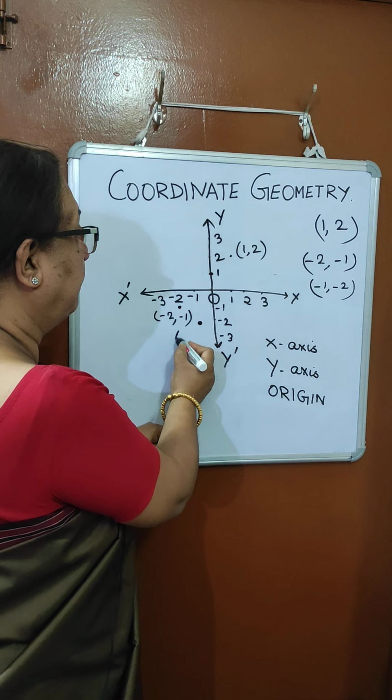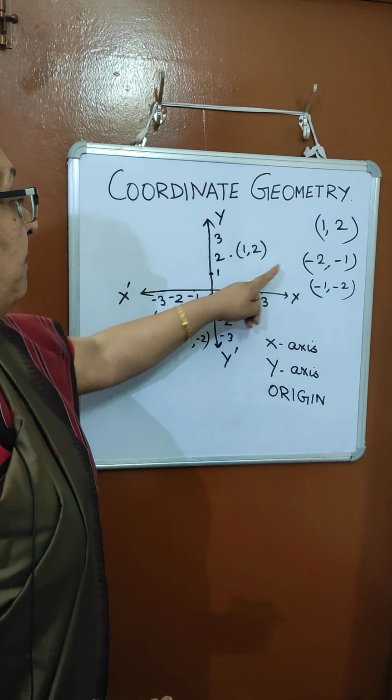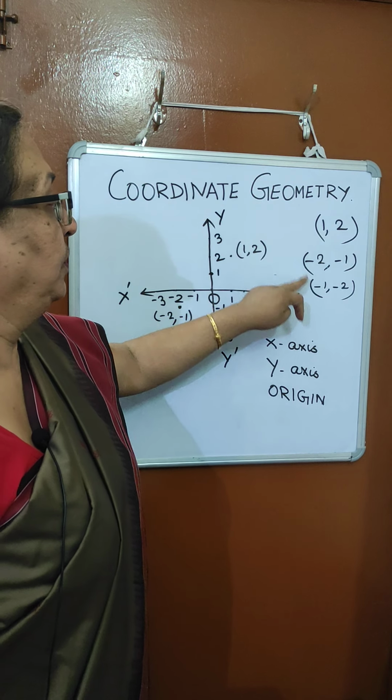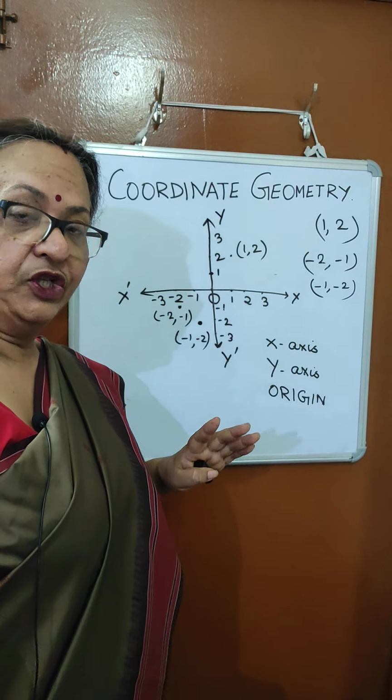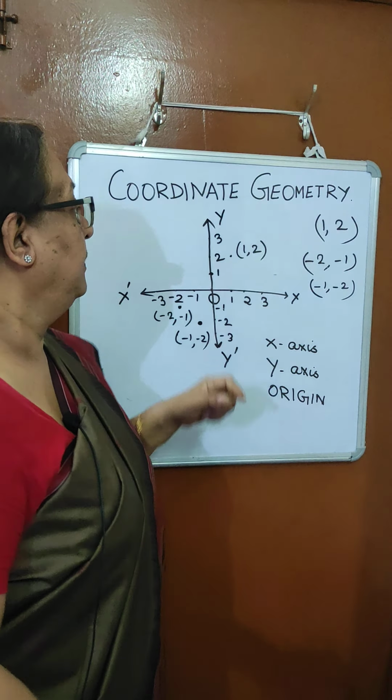So this point represents -1, -2. So -2, -1 and -1, -2 both are not the same. Got it, children? Again, just see here.